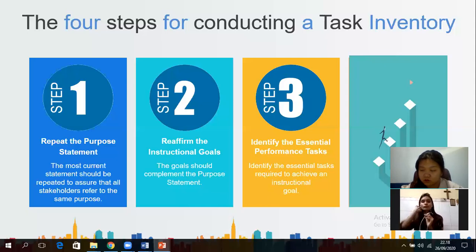And then the third step is to identify the essential performance tasks. So here you identify the essential tasks required to achieve an instructional goal. Next.